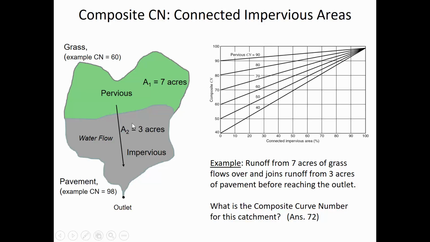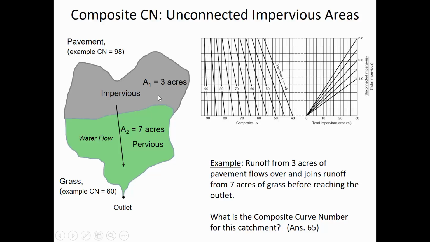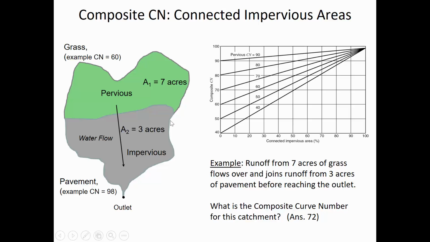Because here is 3 acres impervious, 7 acres pervious. That's right. And so put another way, the water from this 3 acres, some of it may soak into the grass. But in this example, the 3 acres of impervious area is directly connected to the outlet. And so there's no opportunity for a portion of that to infiltrate down into the soil. And so this nomograph is just kind of the same thing as an aerial average. We could have said 7 times 60 plus 3 times 98 divided by 10, and we would have got 72.